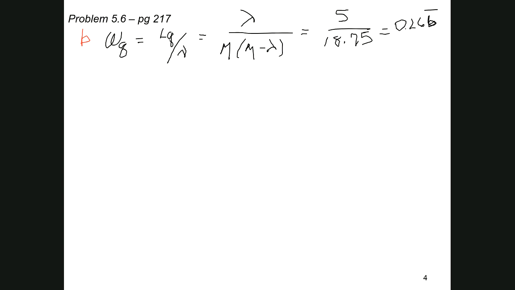Now, again, ask yourself, what is 0.266? And again, W sub Q is time. And so this time is 0.266 hours. So it's 0.26 of an hour. So if we multiply this by 60 minutes per hour, that's going to tell you that this is actually going to be 16 minutes.